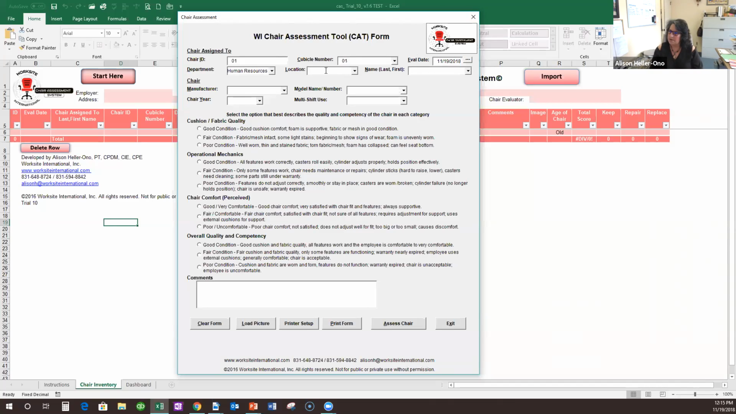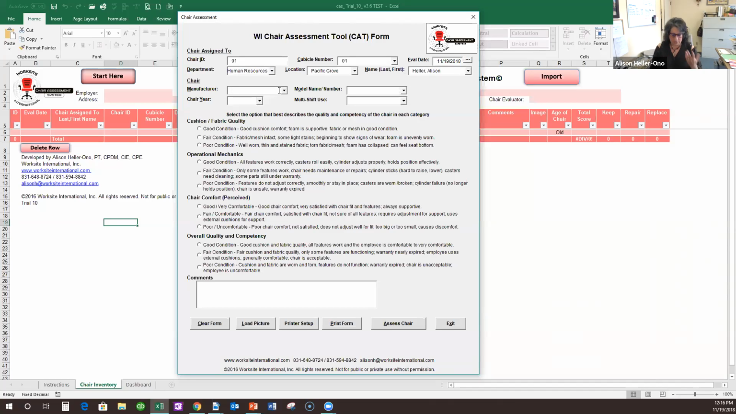I'm going to do 2 of these for you today. The location is going to be Pacific Grove. So if you have multiple locations, you can build for multiple locations, multiple departments. And I'm going to put my own name in here. These will all populate, therefore, going forward.